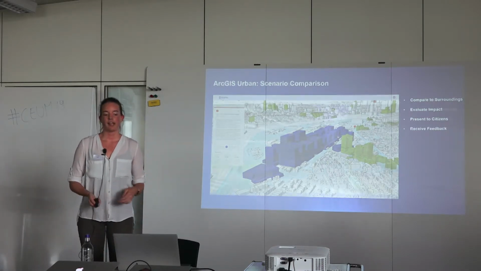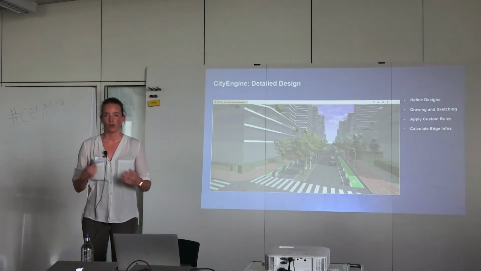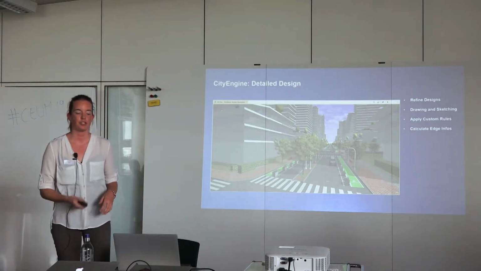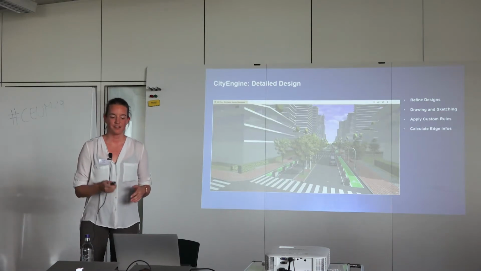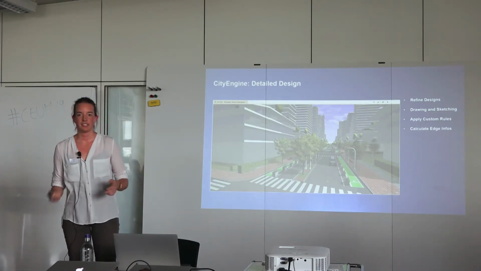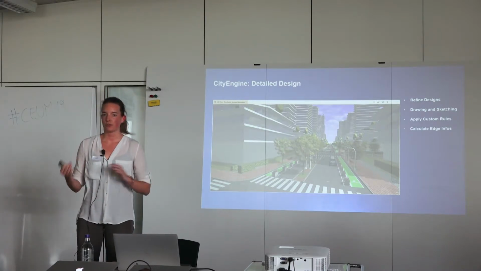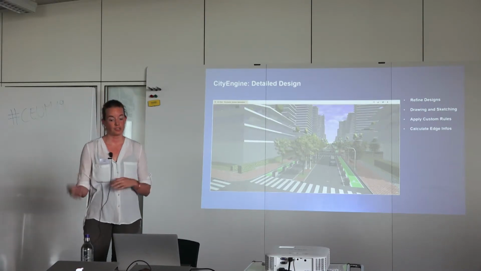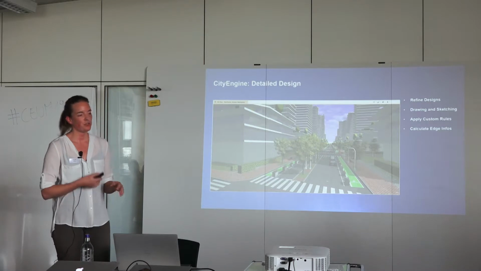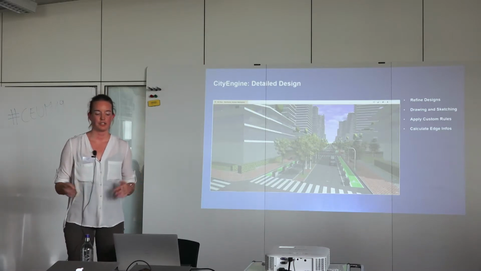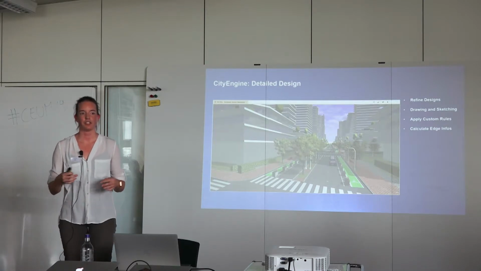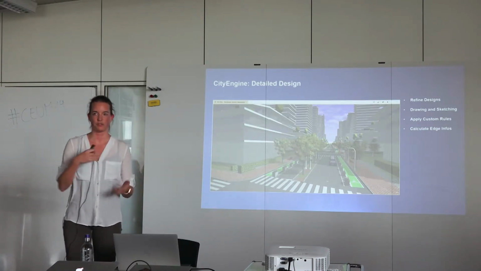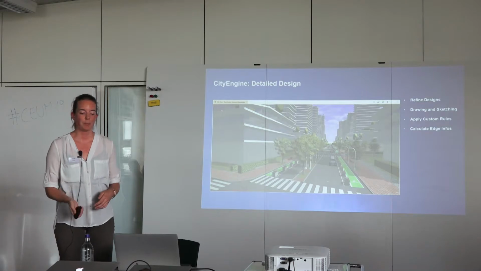CityEngine, on the other side, is really the sketching tool, the drawing tool, the detailed design. We can go in and plant those trees and put those facades and make it really nice and realistic, and have all those tools in CityEngine, apply our custom rules, do some further calculations, such as we've also worked on an edge calculation, so figure out on a parcel which is the front, rear edge, and so on.